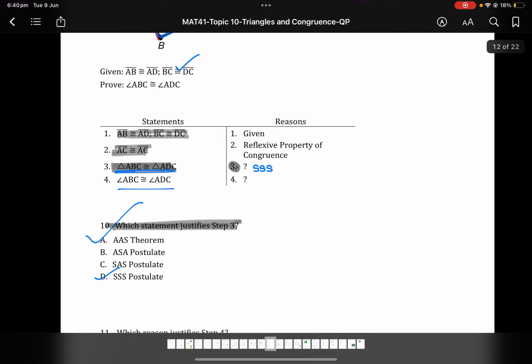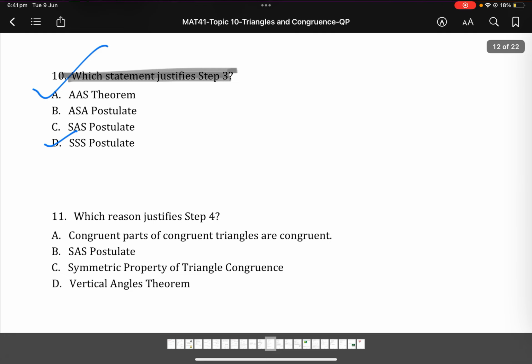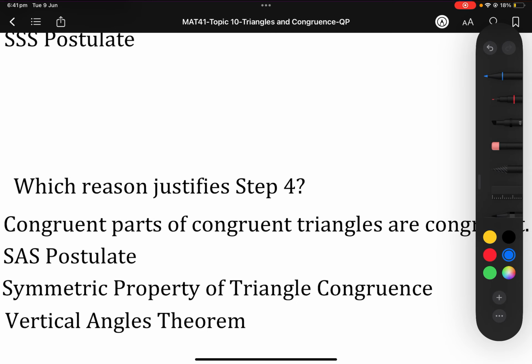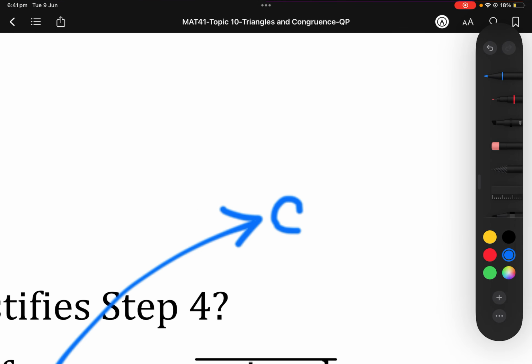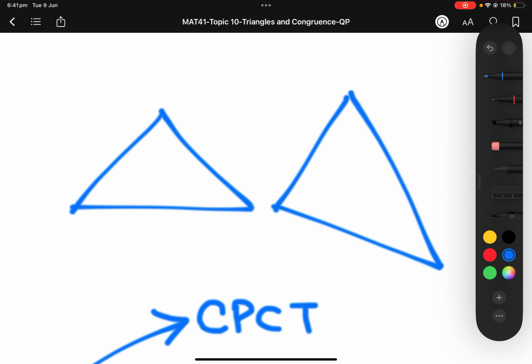Let's see what the 11th question is that is given to us. It states, which reason justifies step 4? The congruent parts of congruent triangles are congruent. This in short is the definition of CPCT. What is CPCT? When I have two triangles which are congruent to each other, that means everything in one triangle will be exactly the same as everything in the other triangle. They both will be exactly the same.